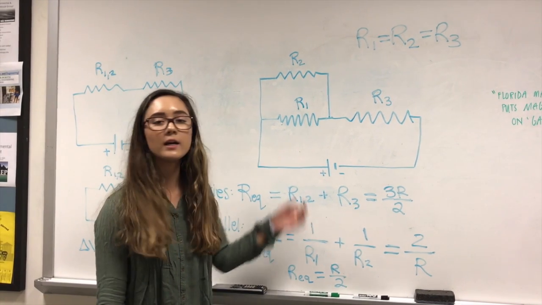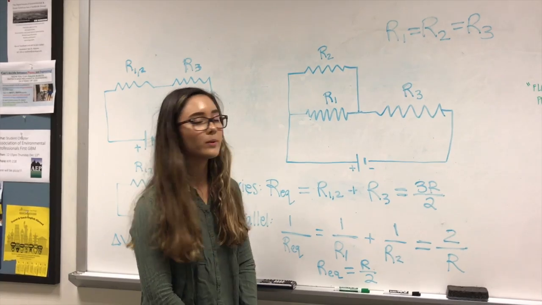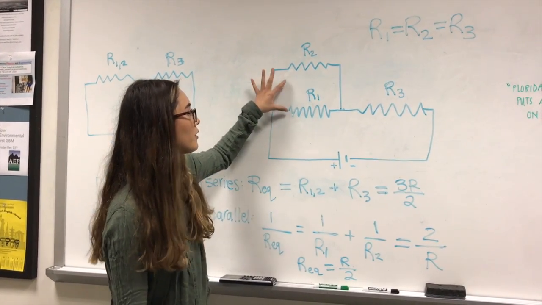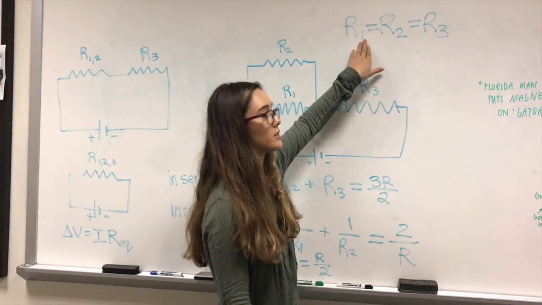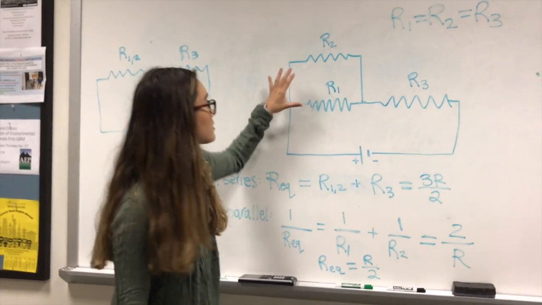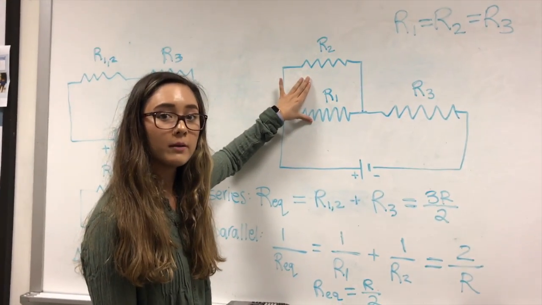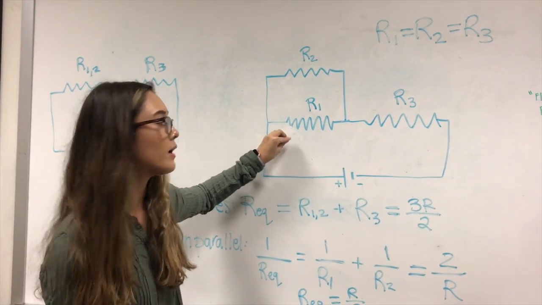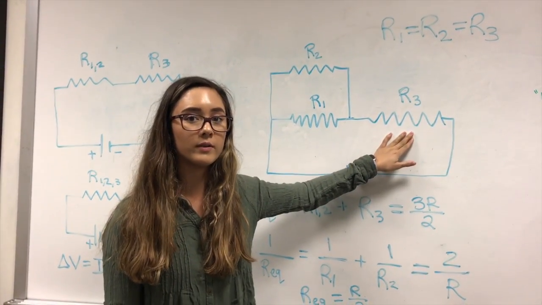So we're going to take a look at a circuit that has 3 different resistors. But we're going to keep in mind that all 3 of these resistors have the same resistance. So R1 equals R2 equals R3. These 2 resistors are in parallel. And if we combine these into an equivalent resistor, that one will be in series with R3.